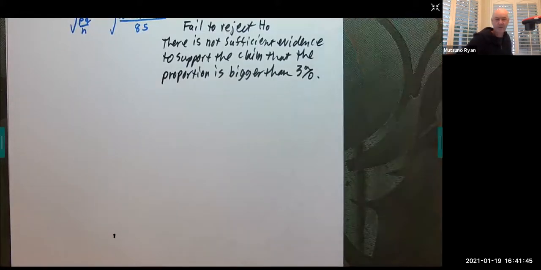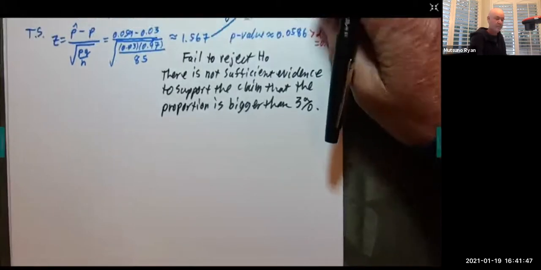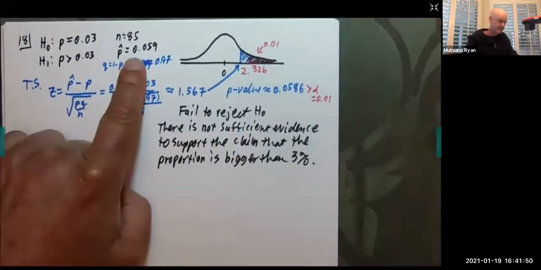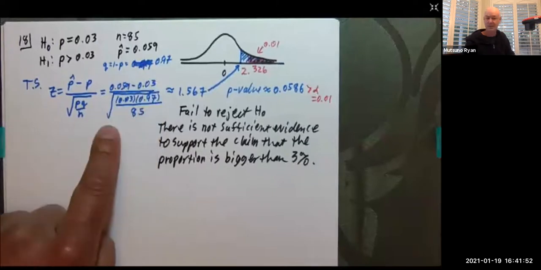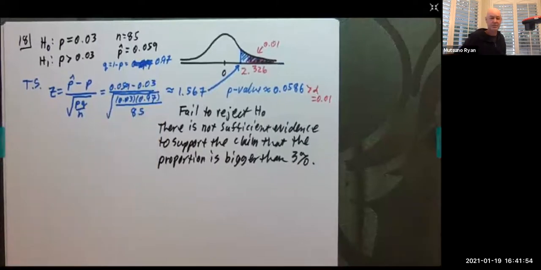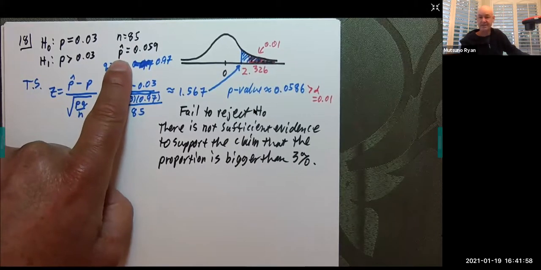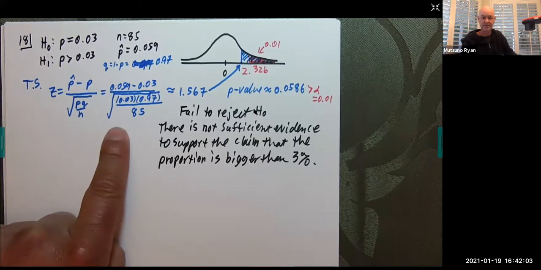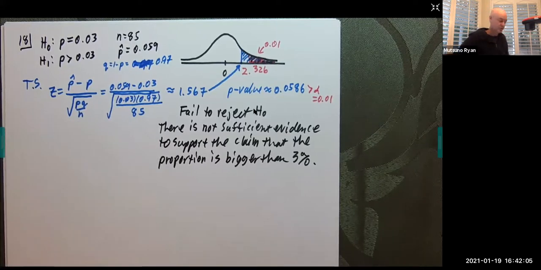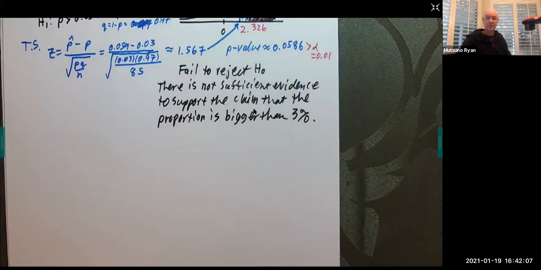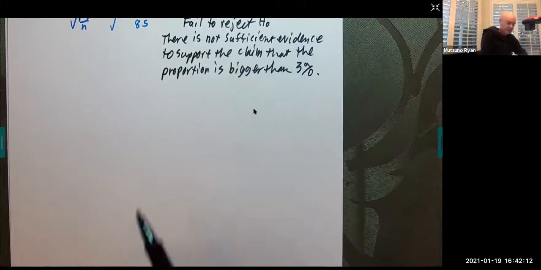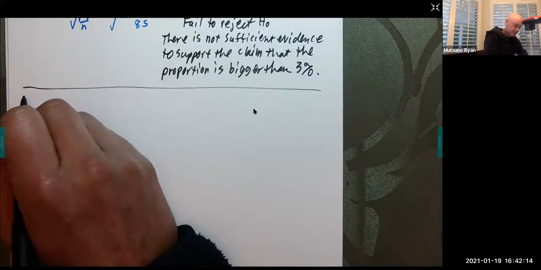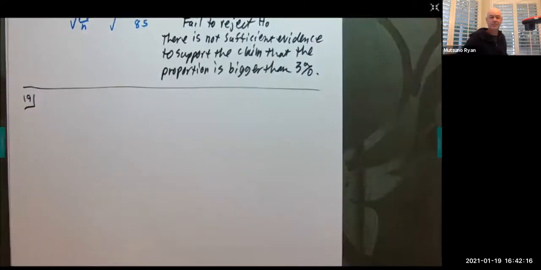And I want to point out, just real quick, because they gave us p hat, we had to do the test statistic by hand. However, when they give us so many out of so many as a proportion, then we can use a program with a calculator. And I'll show you what that looks like.